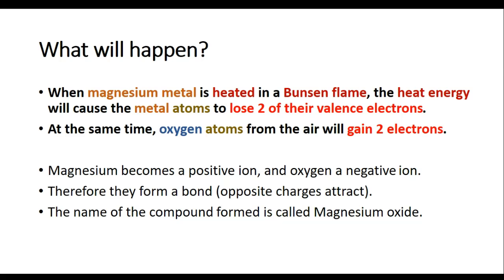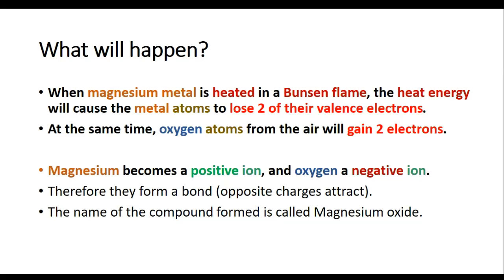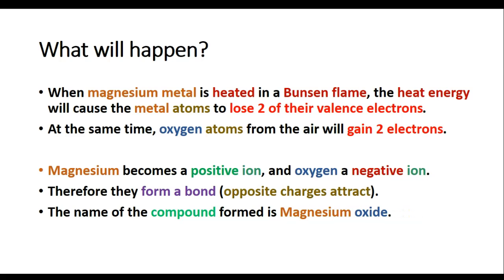So this is what is happening during the reaction. The magnesium is being heated and it will lose 2 valence electrons. Oxygen in the air will then gain those 2 electrons. As we know, magnesium being a metal becomes a positive ion, whereas oxygen, which is a non-metal, forms a negative ion. Because opposite charges attract, the ions are attracted to each other, they form an ionic bond, and therefore we make a compound, and that compound is called magnesium oxide.